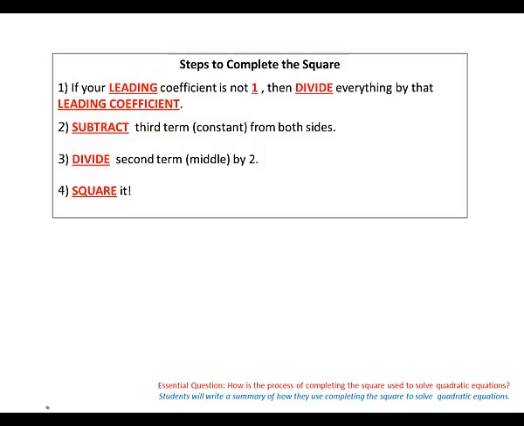You always subtract the third term or the constant from both sides if there is one there. Sometimes there isn't one there. Then you add in blanks, okay? Then we divide our second term or the middle by 2, and we square it. We've been doing these 2 steps, right? That's what we did in the last couple examples. And then after that, you solve it like we did in the first 4 examples, okay?